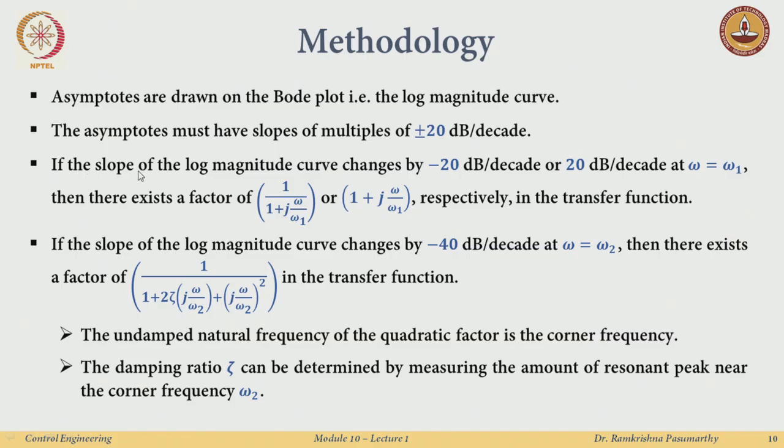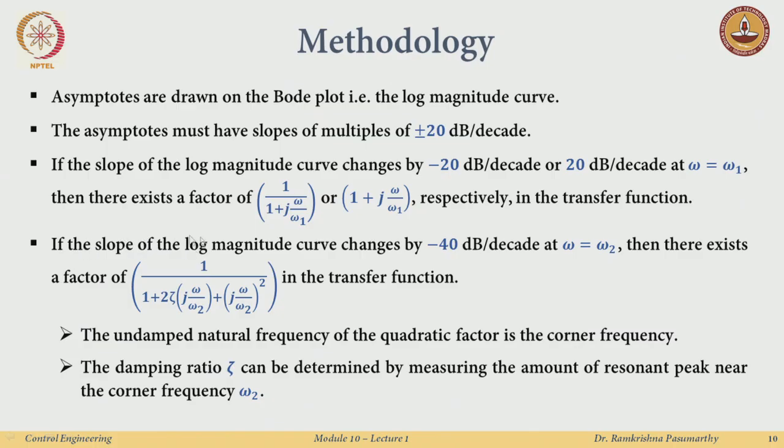So, if the slope changes by minus 20 dB per decade, then I know that there exists a factor resembling a pole like this. Just recall what we did while we were constructing the Bode plots. I am just doing the reverse of that. And similarly, if there is a slope of plus 20 decibels per decade, then I am actually looking at a zero. Again, I assume that everything is minimum phase, and therefore, I could do this.